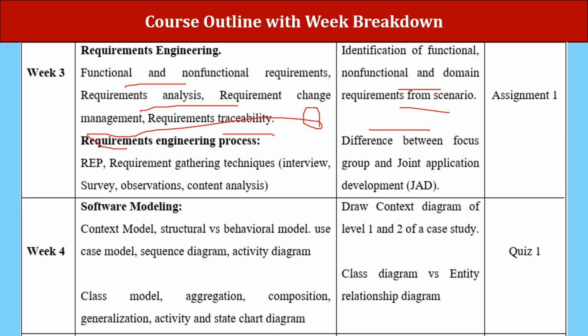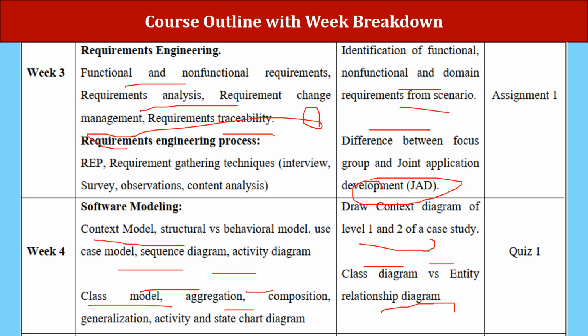And then we have the software engineering process, which is based on JAD, Joint Application Development, and software modeling: context model, structural model, behavioral model, use case model, sequence diagram, activity diagram, class model, etc. And then we create a context diagram for level 1 and level 2 based on the given case study, and a class diagram with the entity relationship diagram in terms of structures and application.